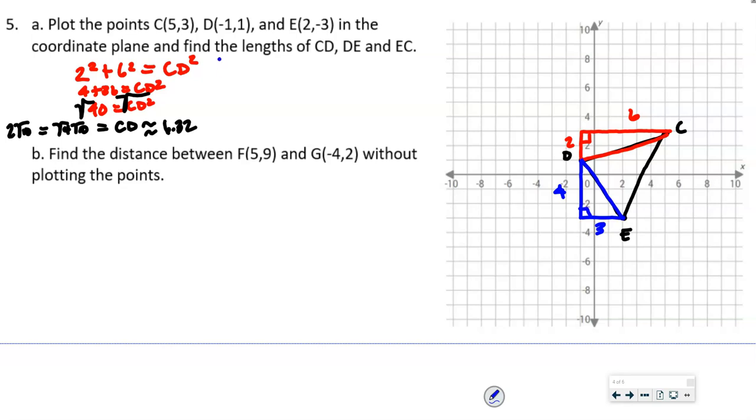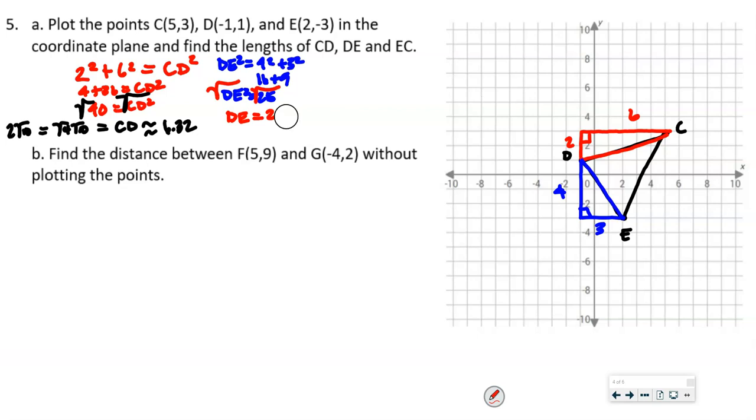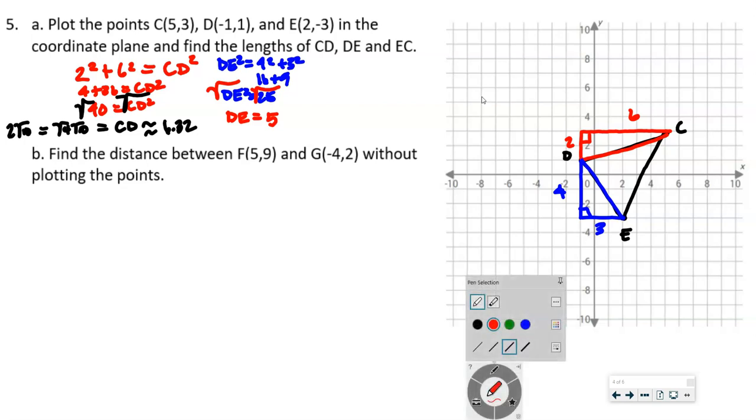So DE squared is equal to 4 squared plus 3 squared. That's 16 plus 9. That's 25. So DE squared equals 25, going to take the square root again, right? So we're going to take the square root of DE squared and 25. So DE is equal to 5. Sorry, the square root of 25 is 5. Yep. Now let's do our last one.